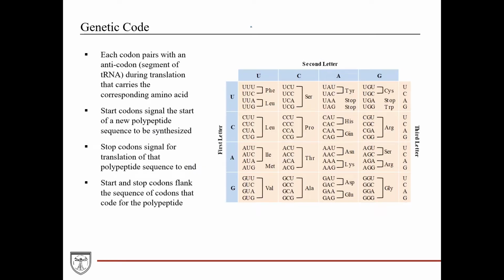So to decipher the genetic code, this chart comes in handy. You've probably seen this before. This has all the codons and their corresponding amino acids. And we'll go through how to read this chart on the next slide.